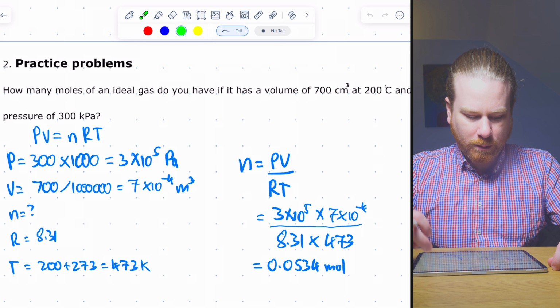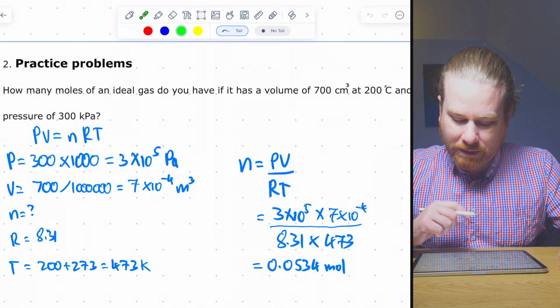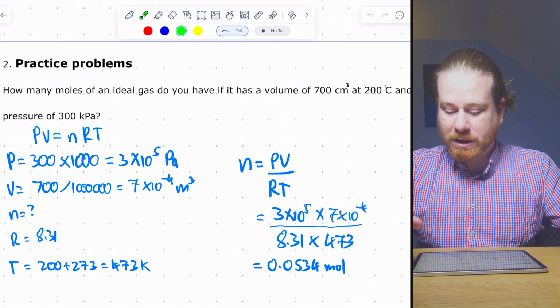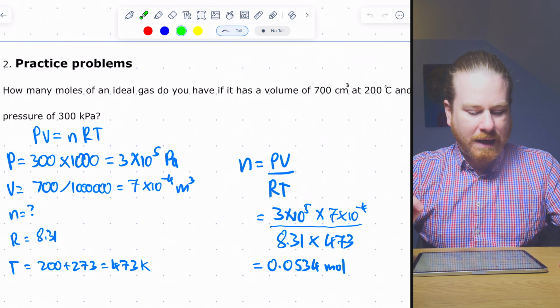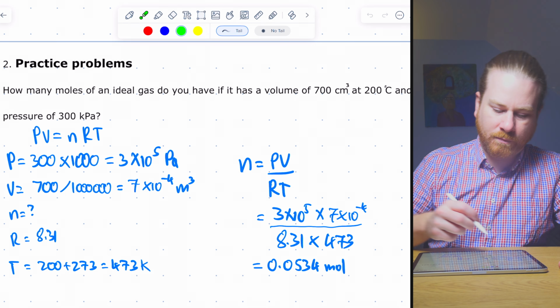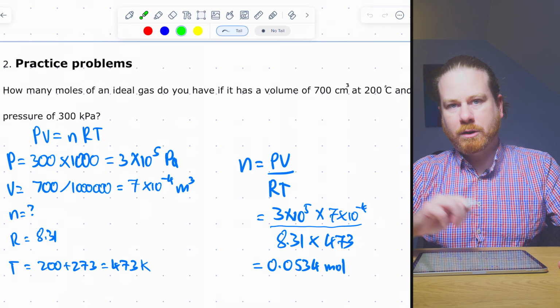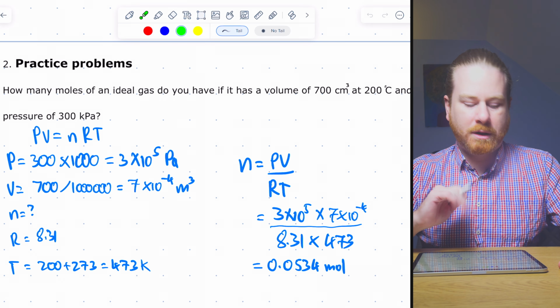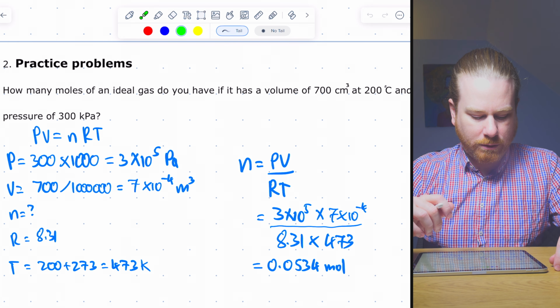Here is our first one. How many moles of an ideal gas do you have if it has a volume of 700 centimeters cubed at a temperature of 200 degrees Celsius and it is at a pressure of 300 kilopascals? Here we have our equation. You basically want to work through each value that you have, make sure it's in the right unit, and then put it into your equation.